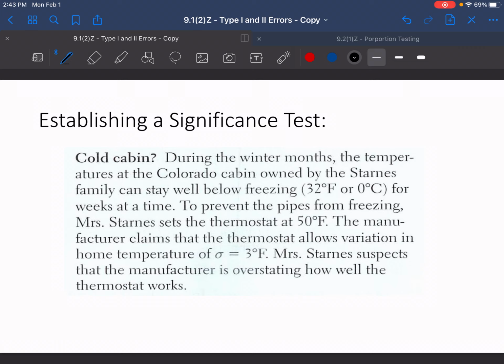During the winter months, the temperatures at the Colorado cabin owned by the Starnes family can stay well below freezing, 32 degrees Fahrenheit or 0 degrees Celsius, for weeks at a time. To prevent the pipes from freezing, Mrs. Starnes sets the thermostat at 50 degrees Fahrenheit. The manufacturer claims that the thermostat allows variation in home temperature of a standard deviation of 3 degrees Fahrenheit. Mrs. Starnes suspects that the manufacturer is overstating how well the thermostat actually works.